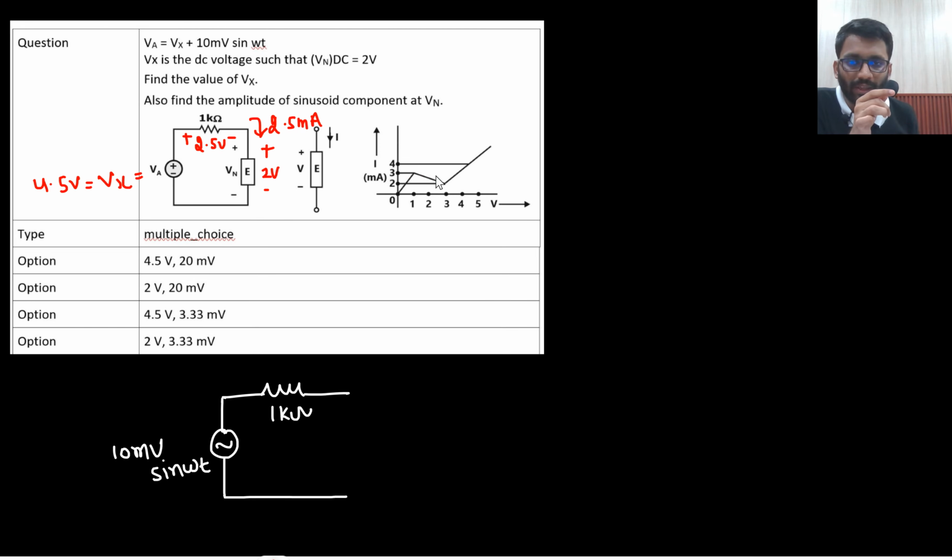So what is the slope here? What is the resistance I will get? Change in V, that is minus 2 volt, divided by 1 milliampere. So this would be minus 2 kilo ohm. So this element can be replaced with minus 2 kilo ohm. Are you getting this point?